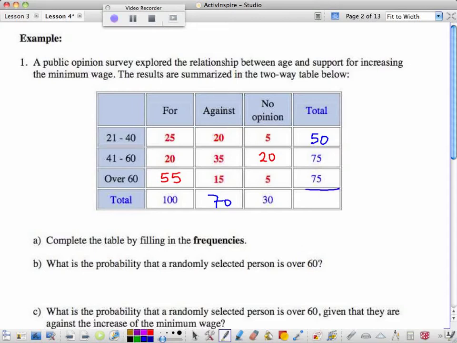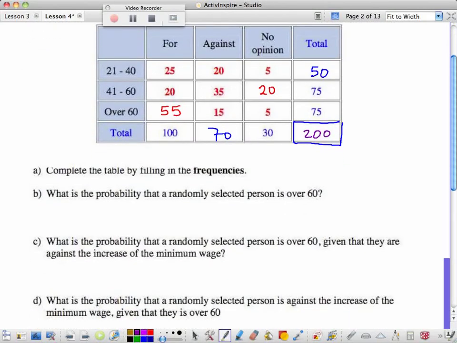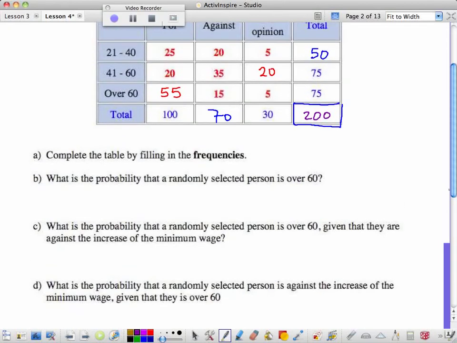Now what is my ultimate total right here? So I add 100 plus 70 plus 30. That's 200. Double check this way. 75 plus 75 is 150 plus 50 is 200. So 200 people total answered this public opinion survey. So now let's answer these questions based on the results of this table.